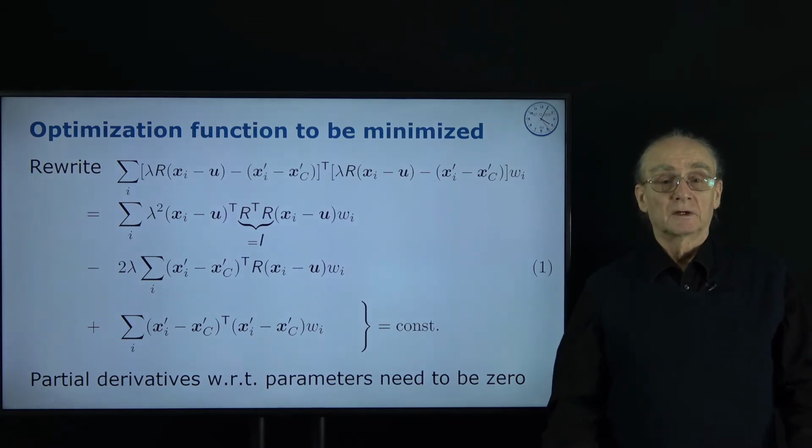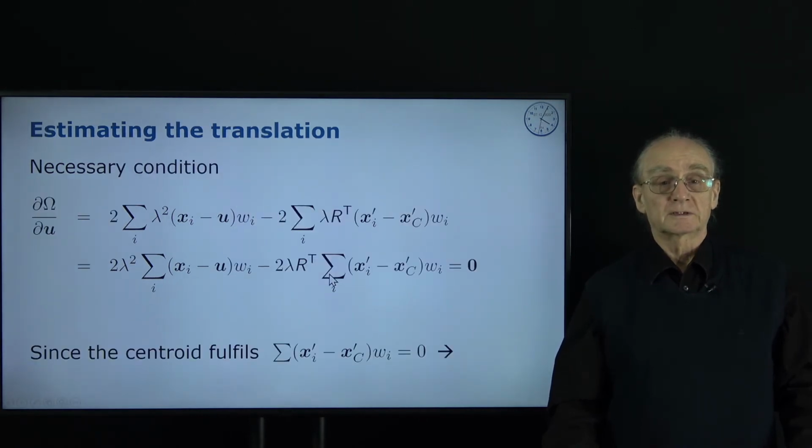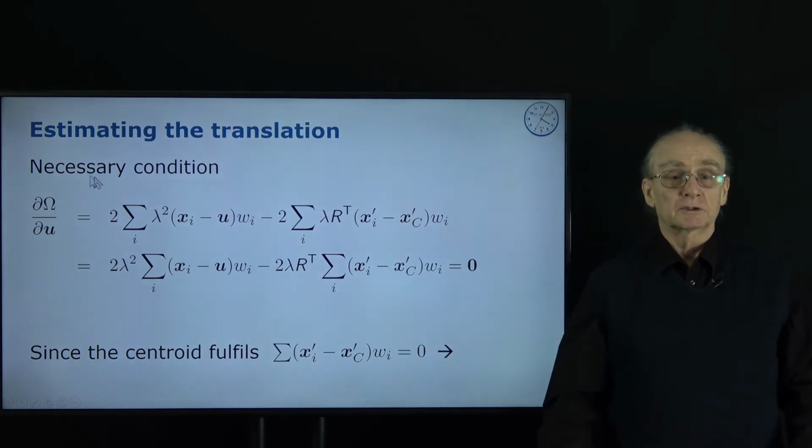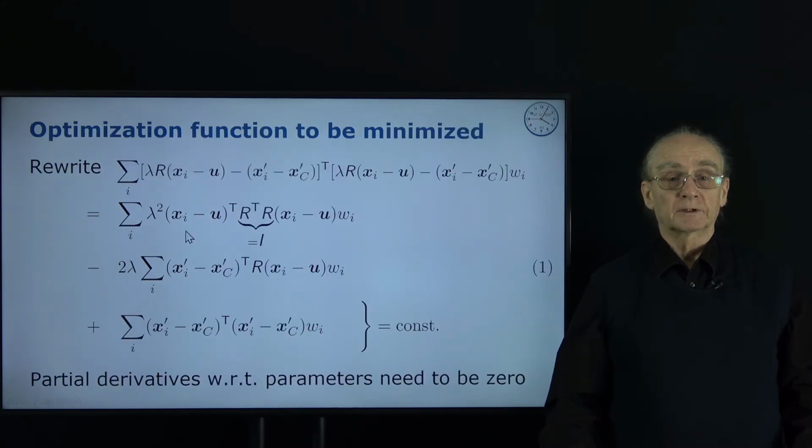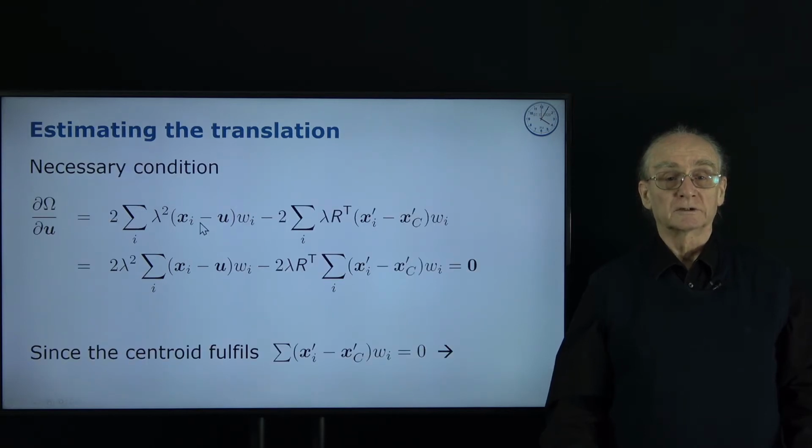Now, how do we get the solution? We take as necessary condition the partial derivatives of this whole expression. So let's start with the translation. We take the partial derivatives of this weighted sum of residuals with respect to the translation parameter u. The first part is this one: lambda squared, and here there's a unit matrix. So we just get lambda squared multiplied with the sum of x minus u, weighted.